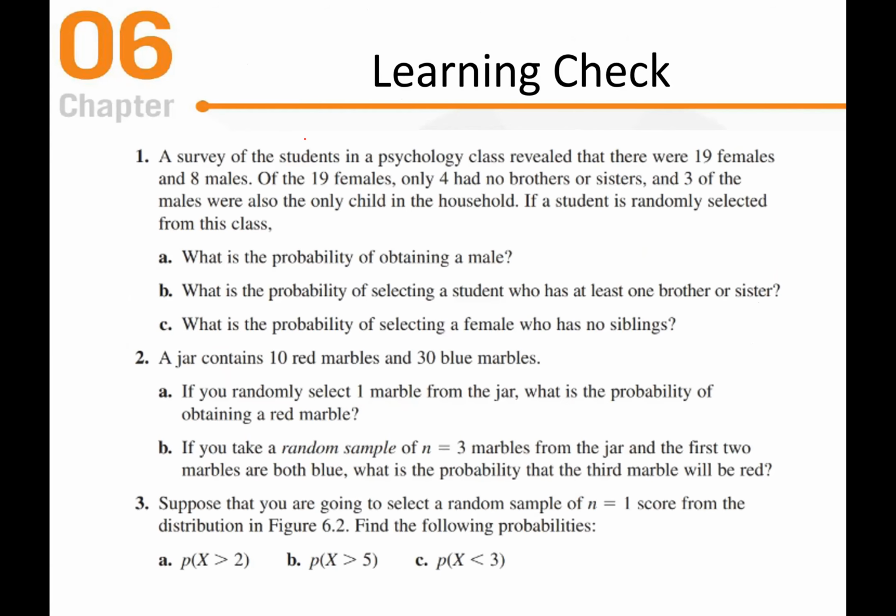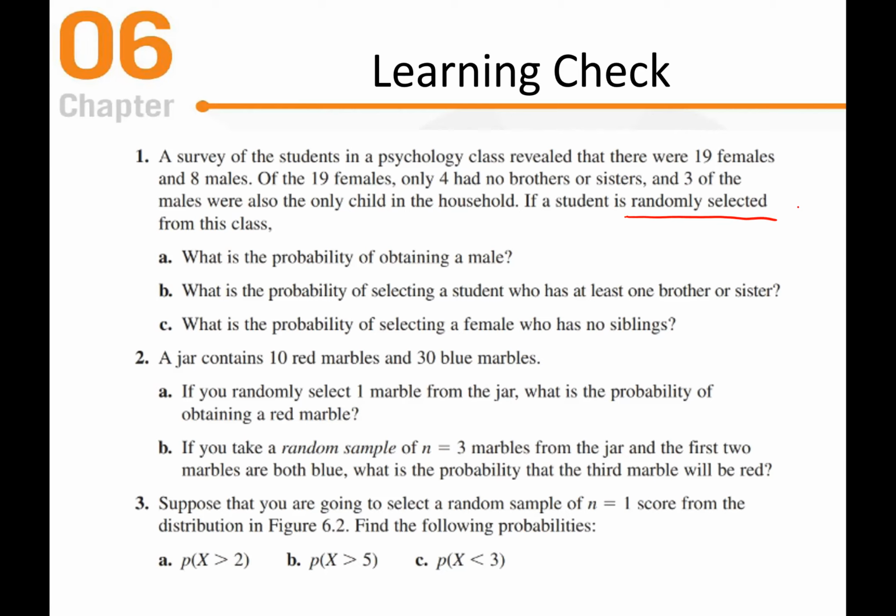So let's do a learning check where we go over some more of these problems. A survey of the students in a psychology class revealed that there were 19 females and 8 males. Of the 19 females, only 4 had no brothers or sisters, and 3 of the males were also the only child in the household. If a student is randomly selected from this class, what is the probability of obtaining a male?